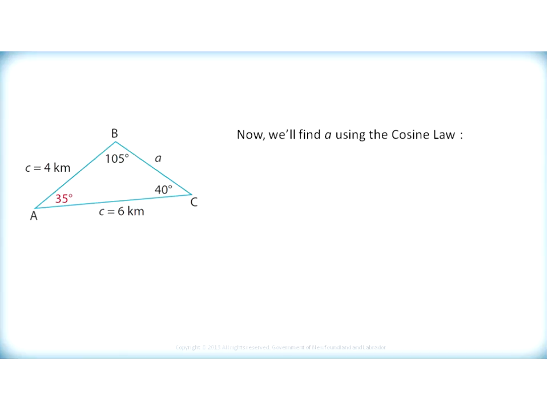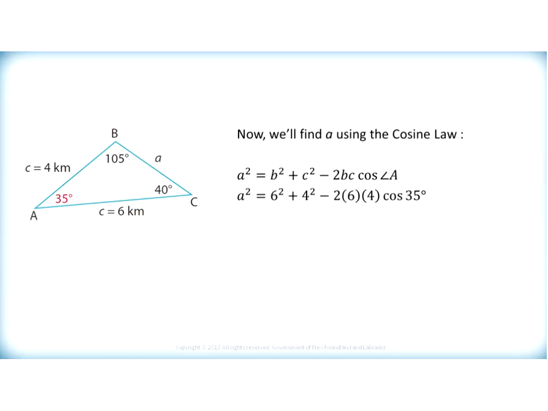To find A, the side, we're going to use this version of the cosine law. A squared is equal to B squared plus C squared minus 2BC cos angle A. That's 2 times B times C, of course, right? So we fill in our known information. A squared is equal to 6 squared plus 4 squared minus 2 times 6 times 4 times cos of 35 degrees. So A squared is equal to 12.68 and other numbers. So A squared is about 12.68.